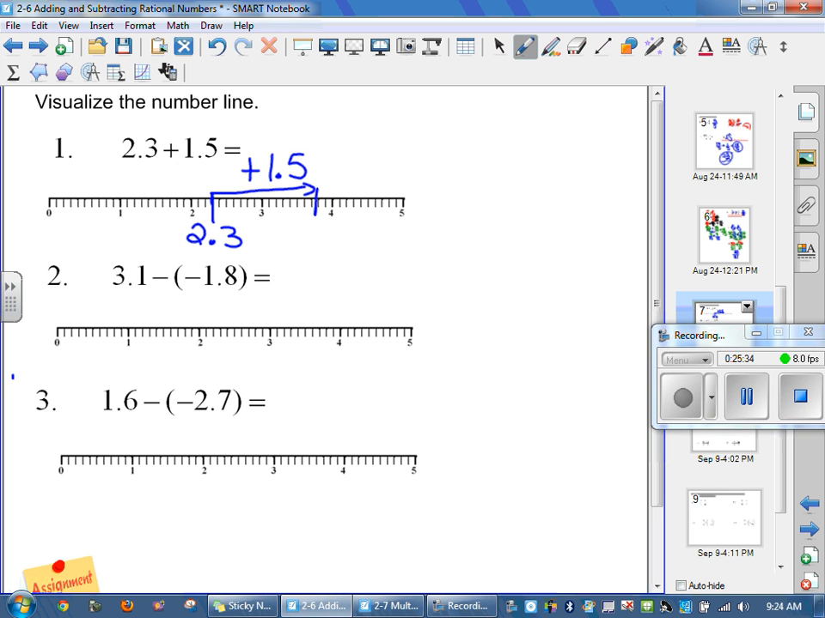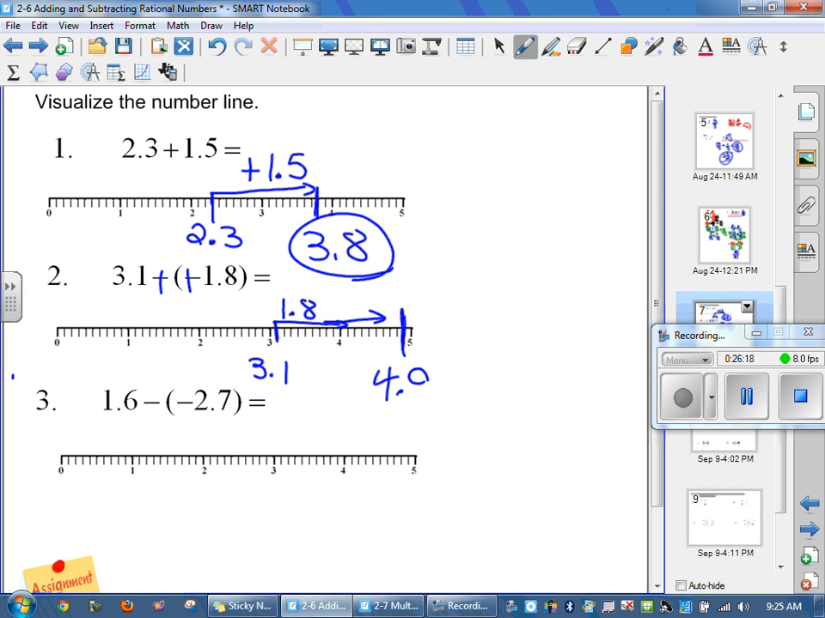What is the first thing I must do on number 2? What do you have to do on number 2? That's right, we have 2 signs in the middle that are the same. When they're the same in the middle, they change to plus signs. Alright, so the first thing I'm going to do, I'm going to find 3.1. There's my 3.1. And now I'm going to the right and I'm adding 1.8. If I add 1.8 to 3.1, where am I going to end up? Right, way over at 4.9. Right there. You guys try number 3 and then we're going to take it up together.